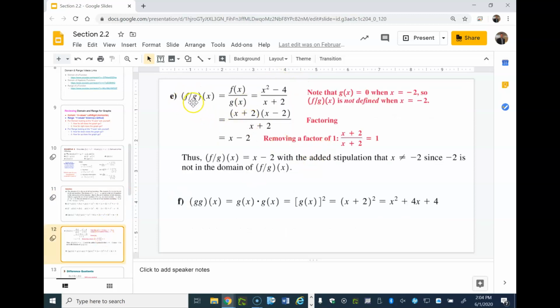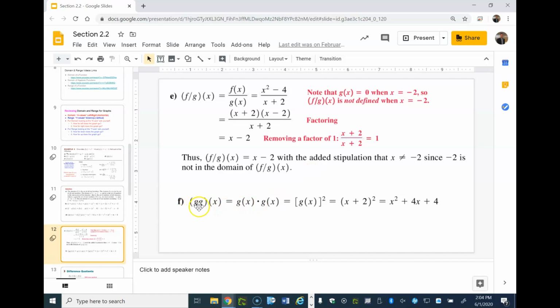So for this one, if we want to divide them, this is where we get the fraction. Now we see we have x squared minus 4 over x plus 2. So here's my fraction. Remember, the bottom one cannot equal negative 2. What happens if I put negative 2 here? Negative 2 plus 2 is 0 on the bottom, which is going to be undefined. So the answer for this one is going to be all the numbers except for negative 2. That's what the domain is for this function.